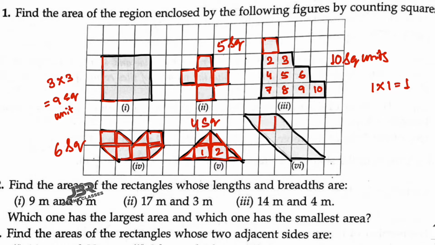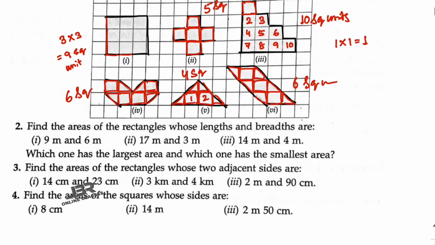Last one, here first, second, third. Now this one is a half and this one is a half, that makes the fourth, and this one half, it's fifth, again half and again half, it's 6. So again 6 square units. Okay, now let's move on to the next problem.